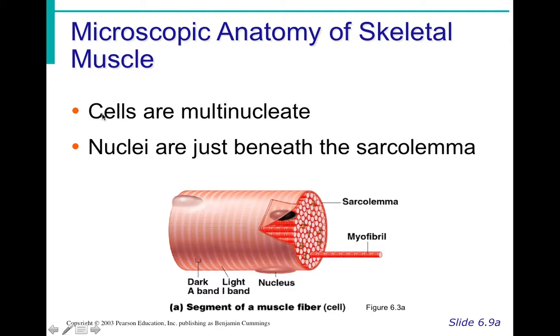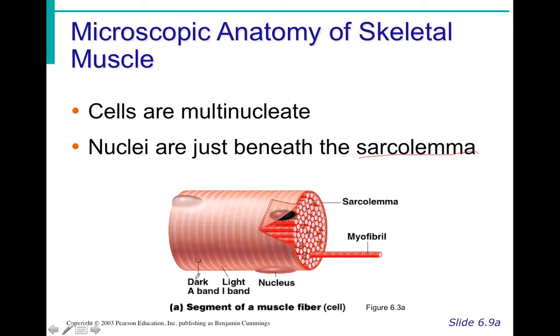Now, here we have multinucleate cells. You can see a nucleus here, a nucleus here, and a nucleus here. The nuclei are located just beneath what is called the sarcolemma. They give the plasma membrane a special name in muscle cells. They call it the sarcolemma within the perimysium. And so that's where we're at from a geography point of view here.